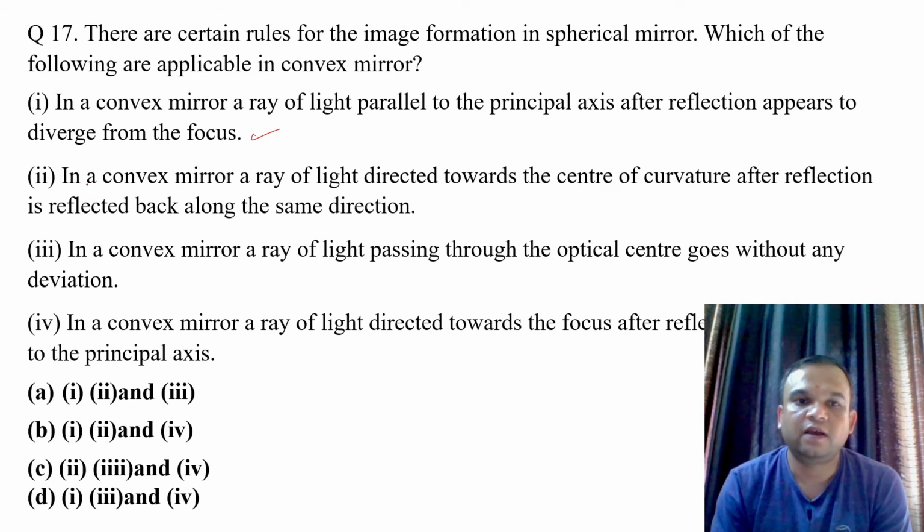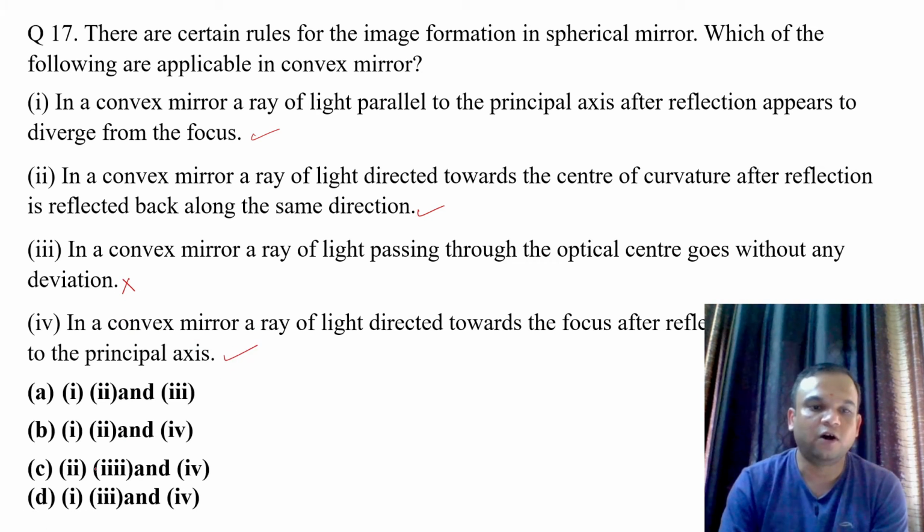Second statement says, in a convex mirror, a ray of light directed towards the center of curvature after reflection is reflected back along the same direction. It is also the correct statement. Third is, in a convex mirror, a ray of light passing through the optical center goes without any deviation. This is incorrect. Fourth statement says that in a convex mirror, a ray of light directed towards the focus after reflection goes parallel to the principal axis, and it is also a correct statement. So, option B is the correct answer for this question.